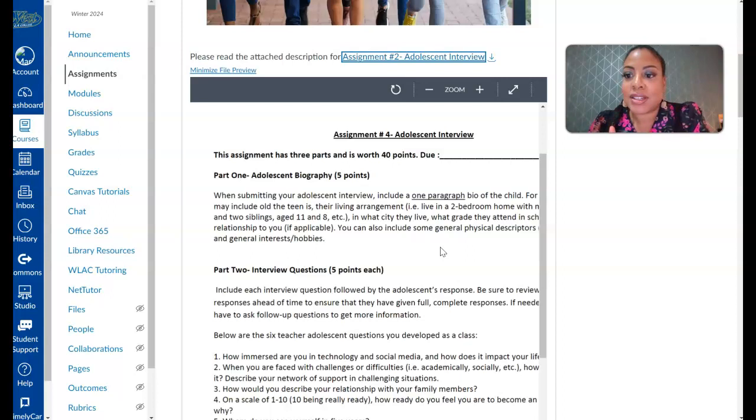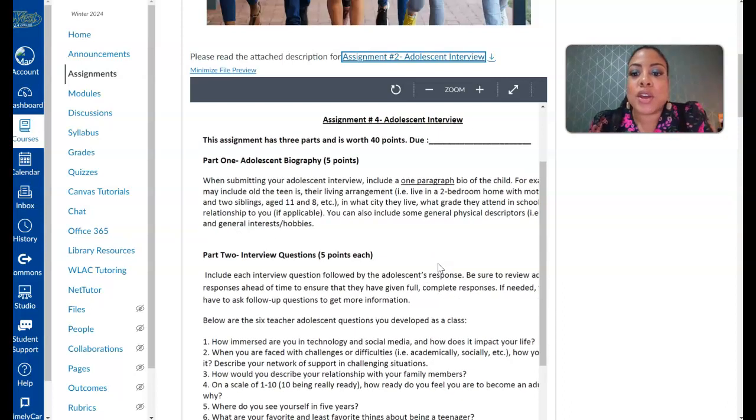The first part is, well, before you get started, make sure you secure the interview with an adolescent. This can be someone in your family, someone that you know. It's up to you who you choose. I would think about the level of bias that you might have for someone that you know really well. It might be a little bit tougher to conduct an objective interview with somebody that you really know, but the other side of that coin is it might be really eye-opening and enlightening to interview someone that you know really well because you might learn something new. So it's totally up to you.